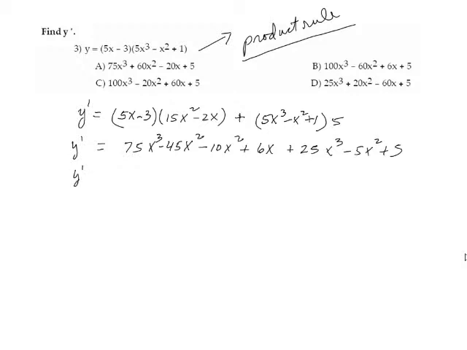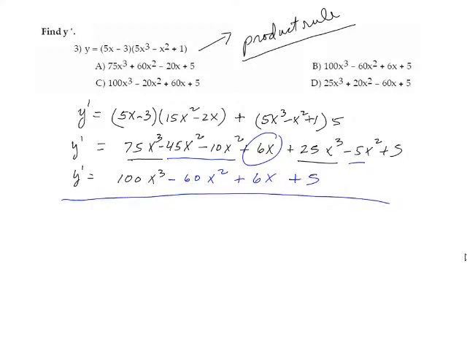And after you collect all the terms, you'll get 100x cubed minus 60x squared and 6x and a plus 5, and that's the answer, which looks like answer B.